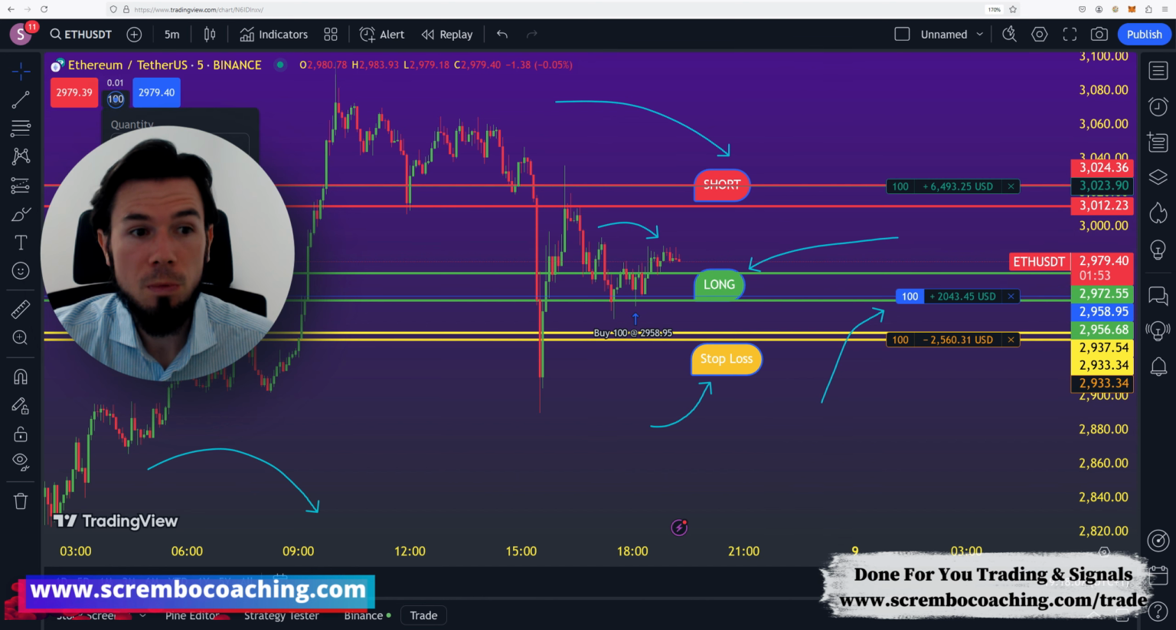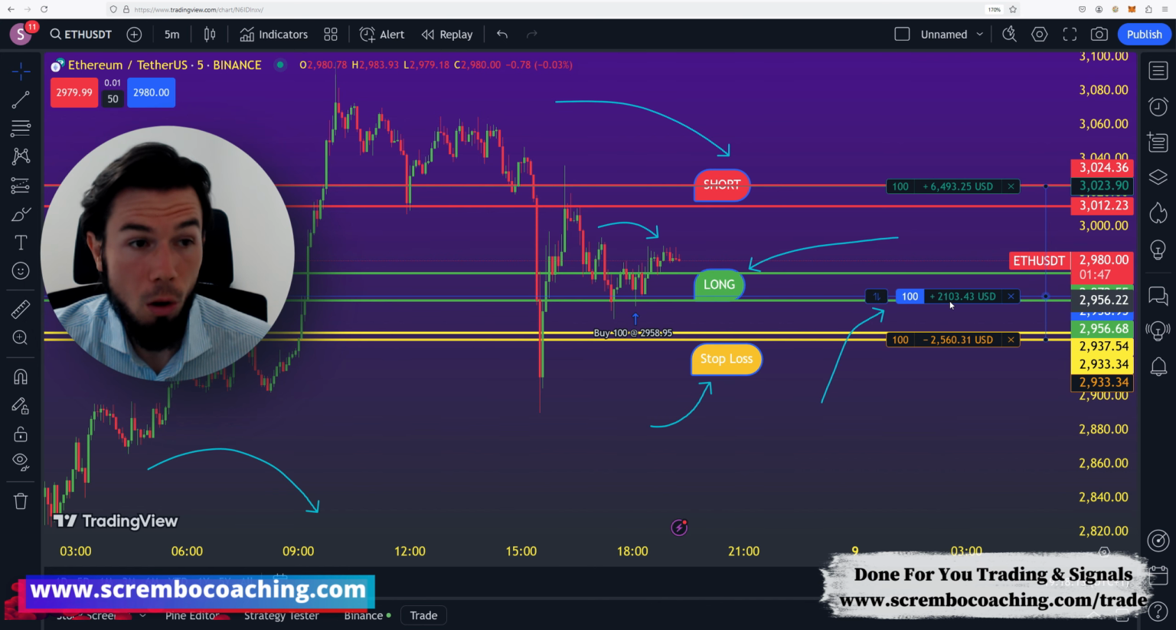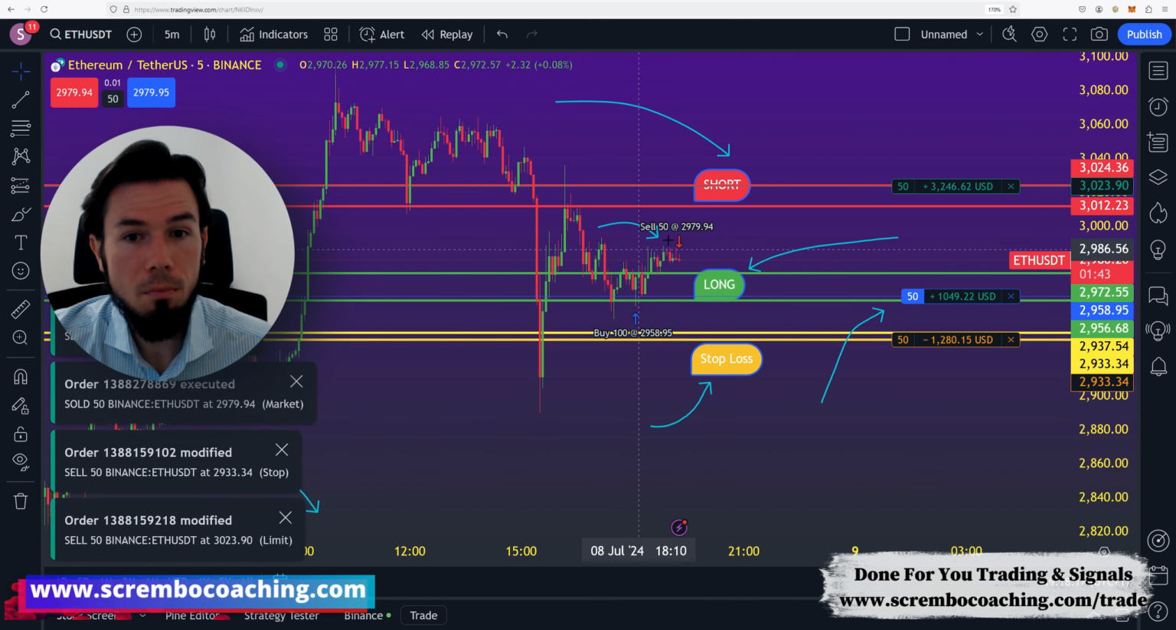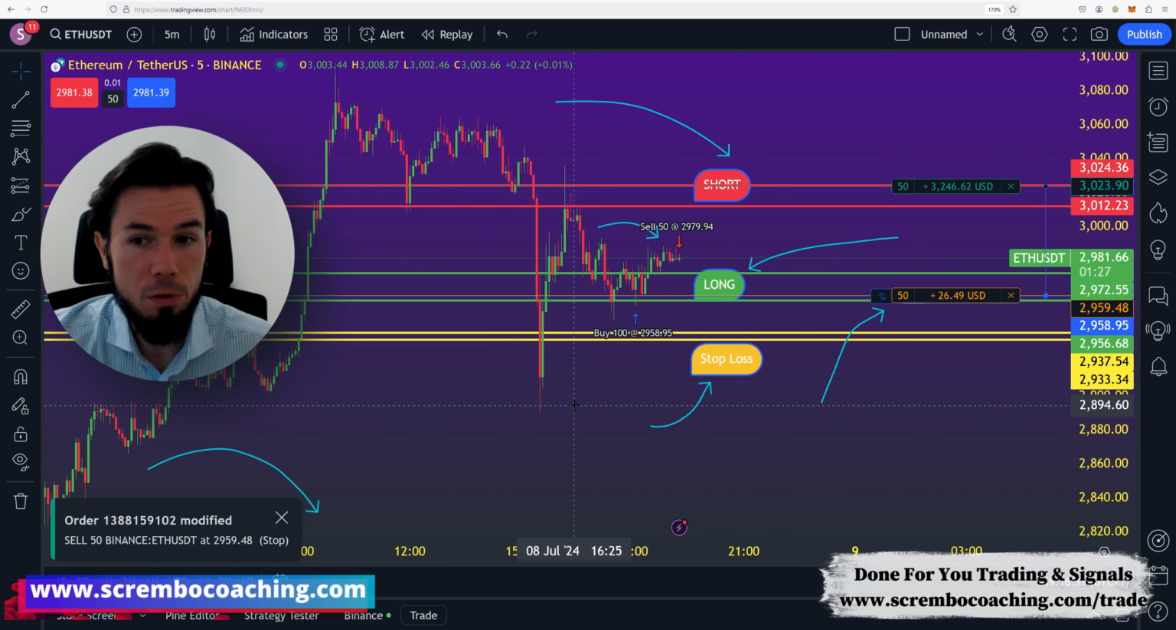which means I'm going to sell 50 Ethereums at this level, and I'm going to secure around $1,000. We're going to sell that. Beautiful. And with the rest, $1,000 that's left on the 50 Ethereums that are still active, we're going to take our stop loss and increase it, right? We're going to move this one above the entry price on plus $26.